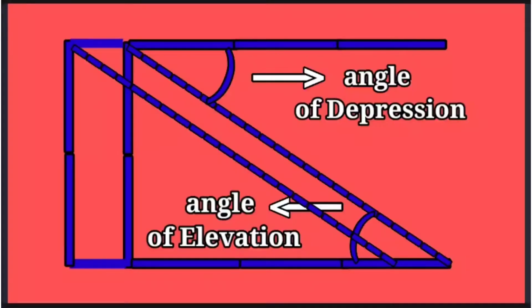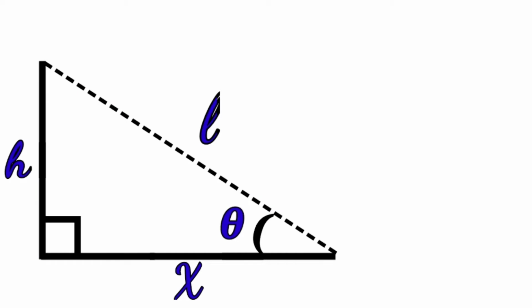Today, we are going to discuss inclination. In the diagram, the angle between a horizontal line and a line coming downward is called the angle of depression. The angle between a horizontal line and a line going upward is called the angle of elevation. Here we will discuss both the angle of depression and the angle of elevation in the form of some examples.